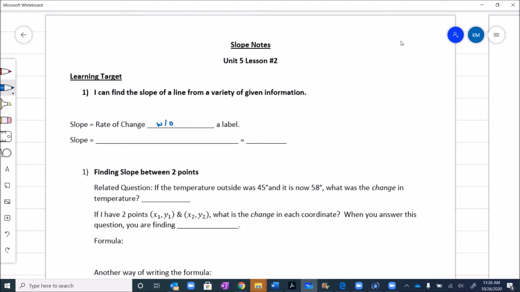Okay, so slope is going to be the change in y over the change in x. Okay, or another way we can write it is rise over run. Okay, very similar to rate of change.